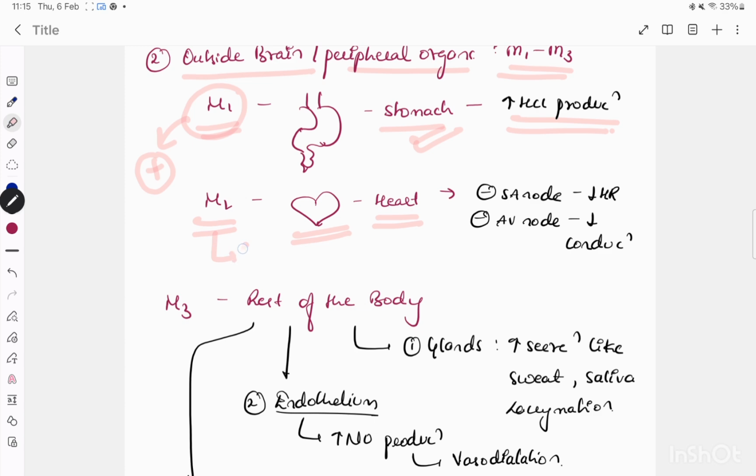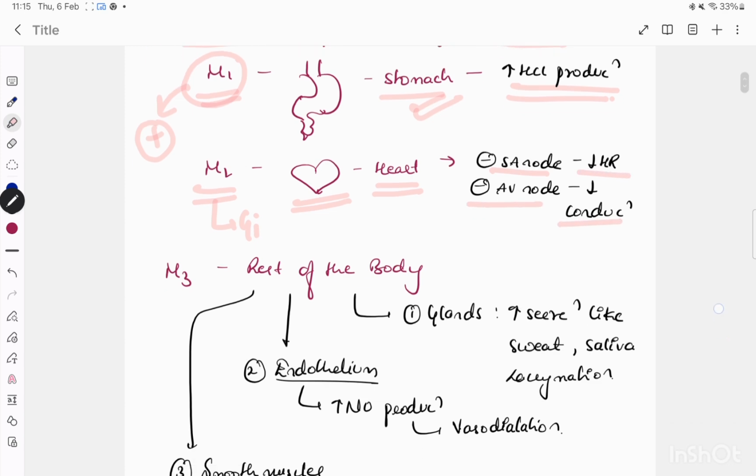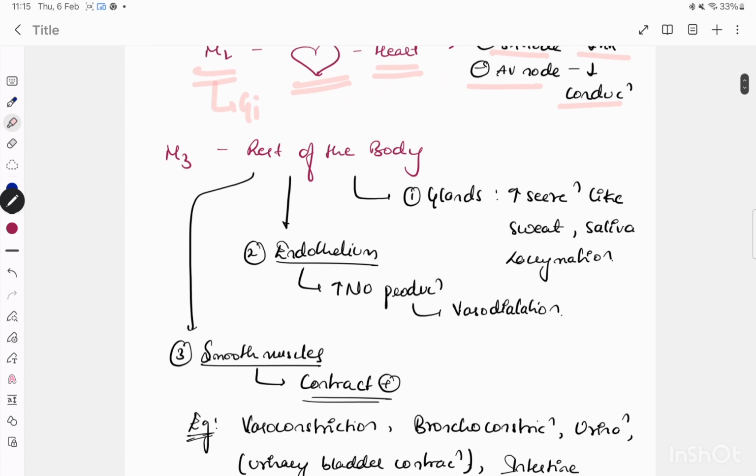M2 receptor is present on the heart. M2 is an even number, so it is Gi type, so it is inhibitory in nature. So therefore what will happen? It inhibits the SA node and it inhibits the AV node, because of which there is decrease in heart rate and there is decrease in conduction.